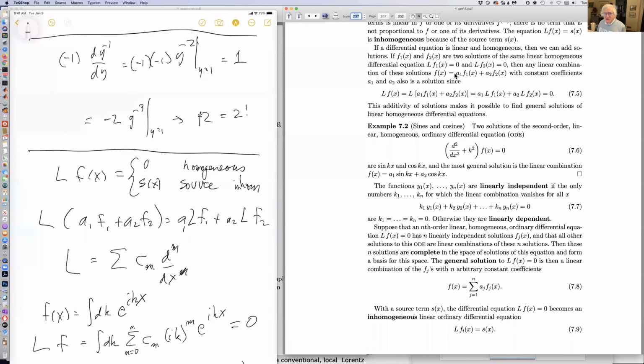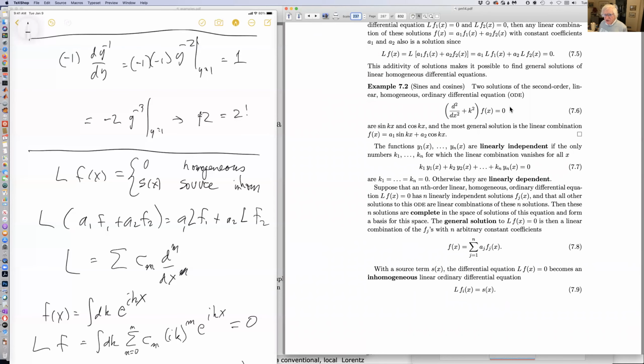And we see that because it's linear and homogeneous, if you have two solutions, you can add them. F1 is a solution, so L of F1 vanishes. F2 is a solution, L of F2 vanishes. So you can add them together, and if you set F equal to A1 F1 plus A2 F2, L on F is L on this, but L is linear, so you have A1 L F1 plus A2 L F2. Both of these are zero, so you're home free, it's all zero.